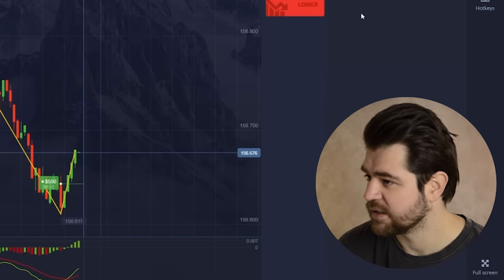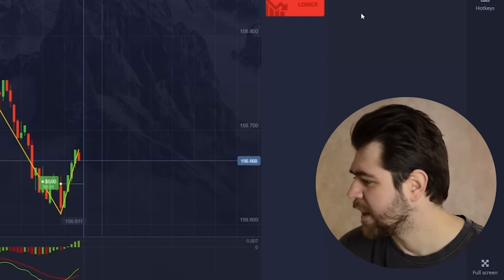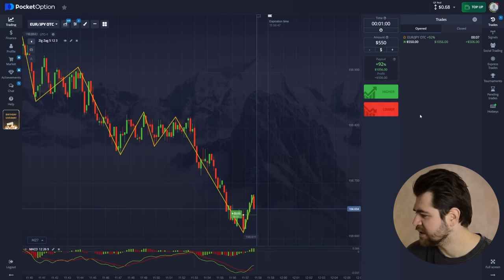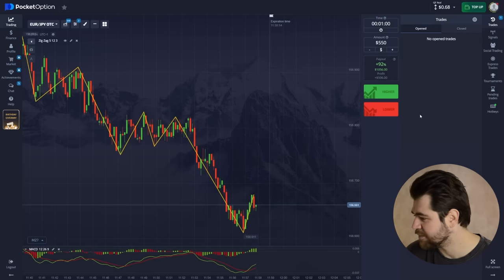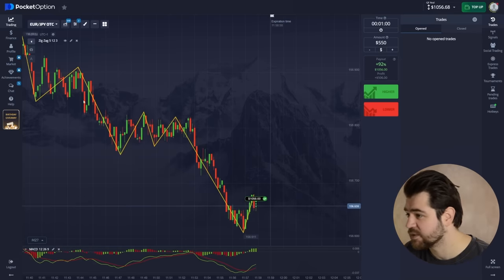So let's just wait the rest of the time. There's only 10 seconds left, and we're gonna see, this looks like a pullback. Hopefully we're not gonna meet the pullback. Yes, we're in, guys, we're in. We got 1056. Guys, we're gonna stop here.